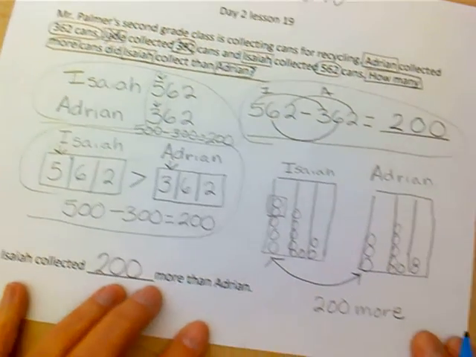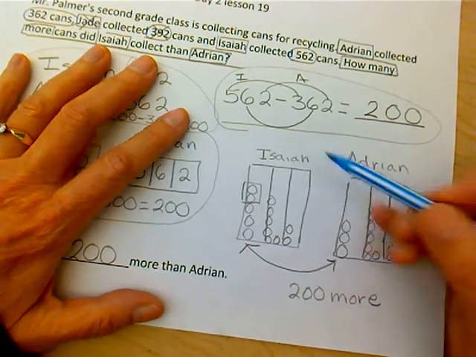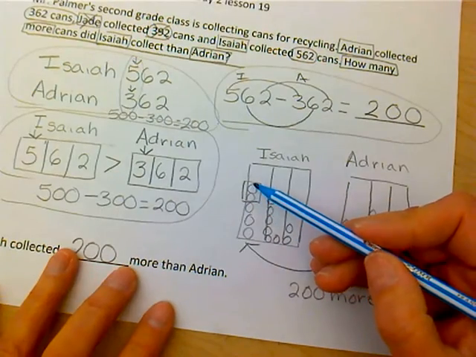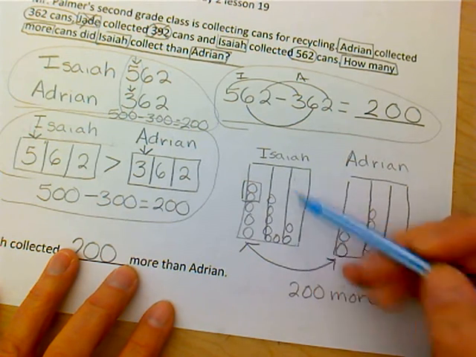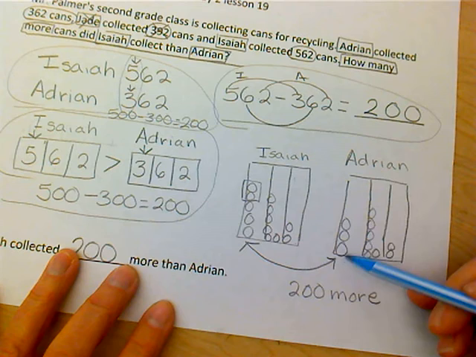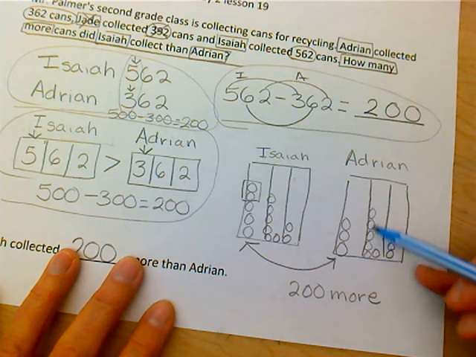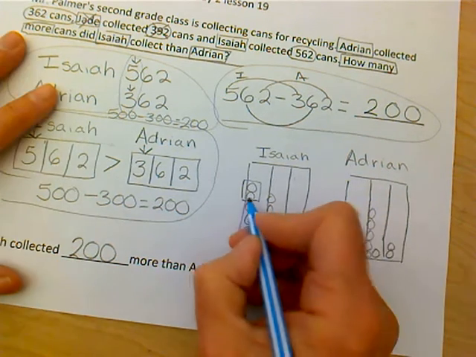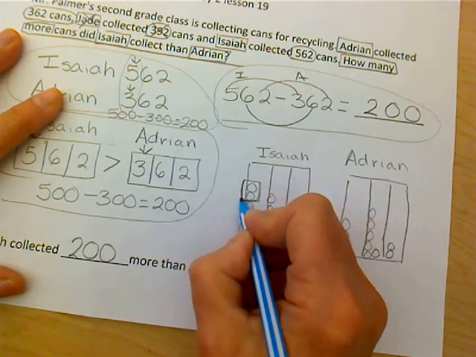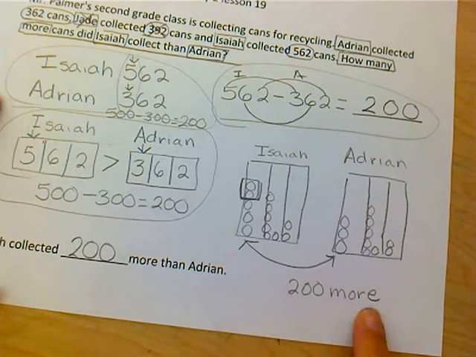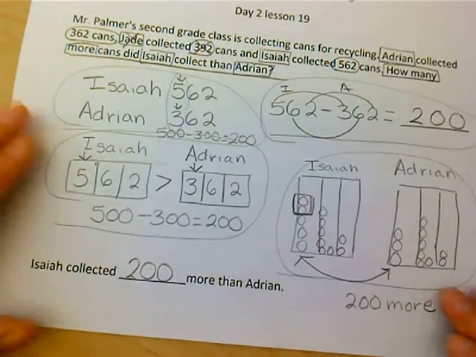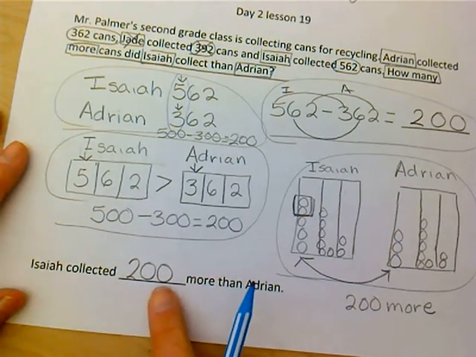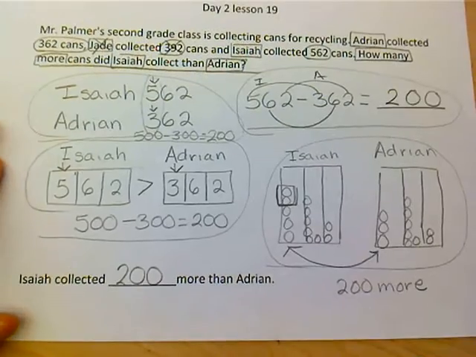And you could also have drawn your place value charts where you have Isaiah with his 562 showing with your place value discs compared to 362 place value discs, and the difference would be right here showing your work that there were 200 more. So depending on how you looked at that, and there's probably other ways that you could have done it, hopefully you can justify how you came up with your answer of 200.